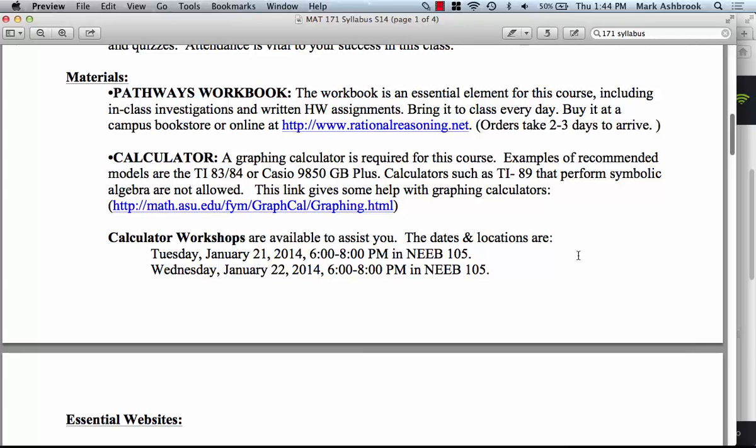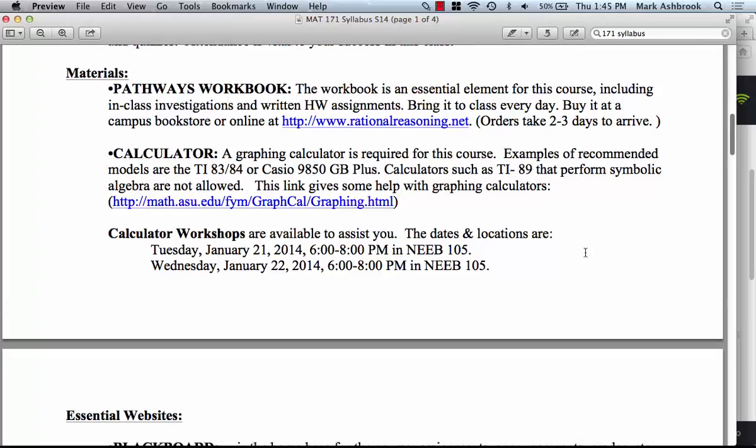Where can we buy this? Any bookstore, or online, you can find them used. So there's a TI-83, that's the most common. A new one is something like 80 or 90 bucks. Used, you can probably find one for 50, something like that.